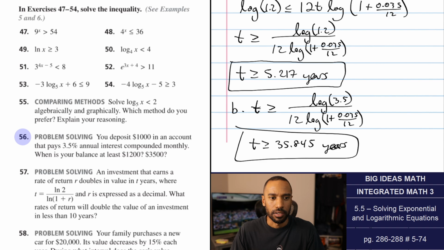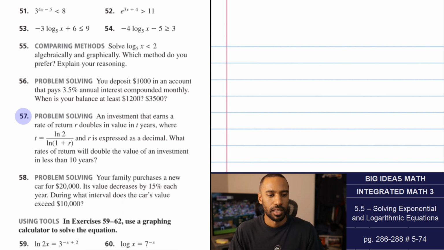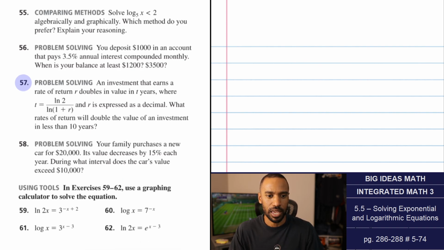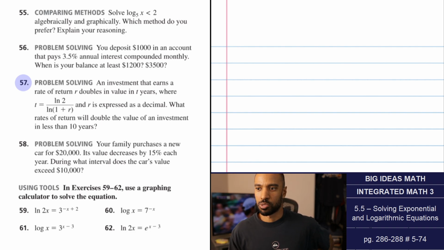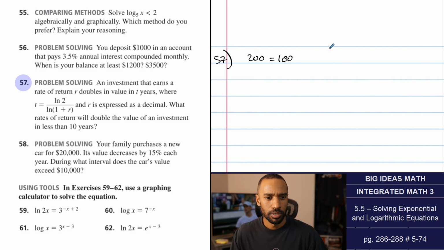Okay. All right. Let's go to number 57. Problem solving. An investment that earns a rate of return R doubles in value in t years, where t equals natural log of 2 over natural log of 1 plus R, and R is expressed as a decimal. These are the kinds of math things that I'm like, yes, I agree, that's how that thing works. Let's say something doubles. Say that you invested $100 and now you want $200 out. This is just an annual thing that they're talking about.